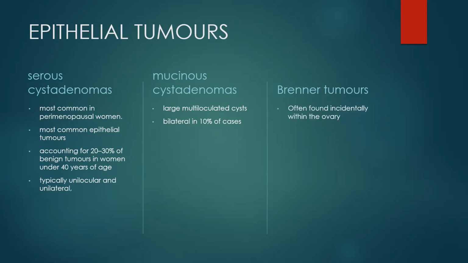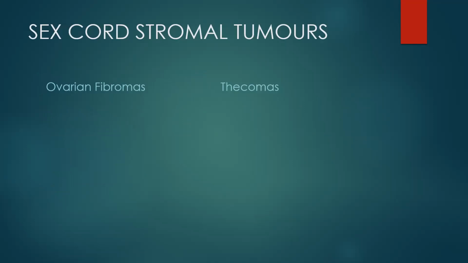The Brenner tumor is often found incidentally within the ovary, contains urothelial-like epithelium and may rarely secrete estrogen. Here come sex cord stromal tumors. These are basically hormone-producing tumors. But hormone-producing tumors are only thecomas and granulosa cell tumors, because fibromas are from ovarian fibroblasts. As fibroblast does not produce any hormone, there will not be any tumor marker, even in the malignant. Even malignant, there is no increase in the hormone level. So obviously, it's not a tumor marker in the benign condition. Tumor marker term is used for the malignant cases.